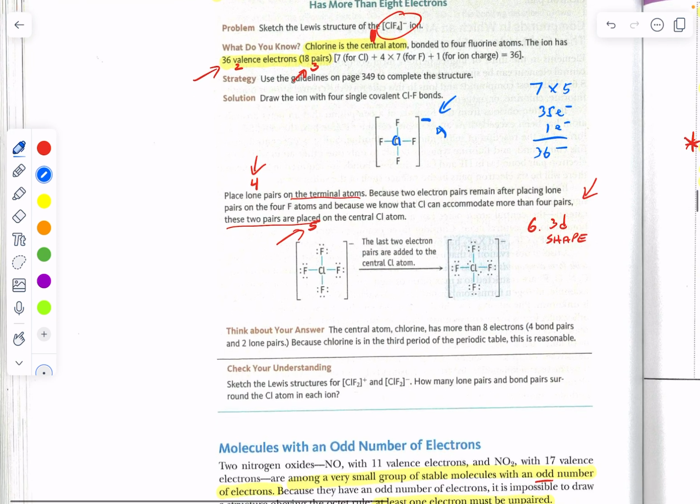And now we begin by distributing them. If I'm going to count them like this, there's 2, 4, 6, 8. There's 8 of them. And then I go 10, 12, 14, 16, 18, 20, 22, 24, 26, 28, 30, 32, 34. I think I went up to 32 there. And now I still have 4 more electrons to go, and so I put them around the central atom.